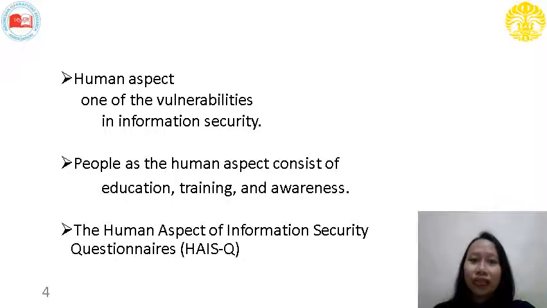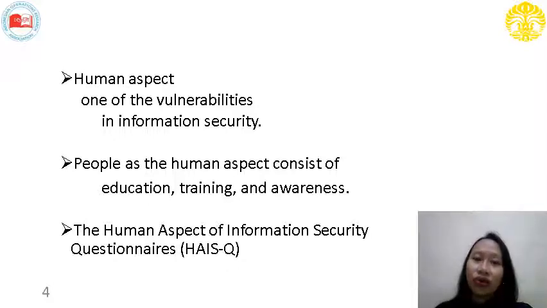The human aspect is one of the vulnerabilities in information security due to the increasing role of humans in information access. According to the Micambir cube, the dimensions of security measurement consist of technology, policy, and people. People, as the human aspect, consists of education, training, and awareness.